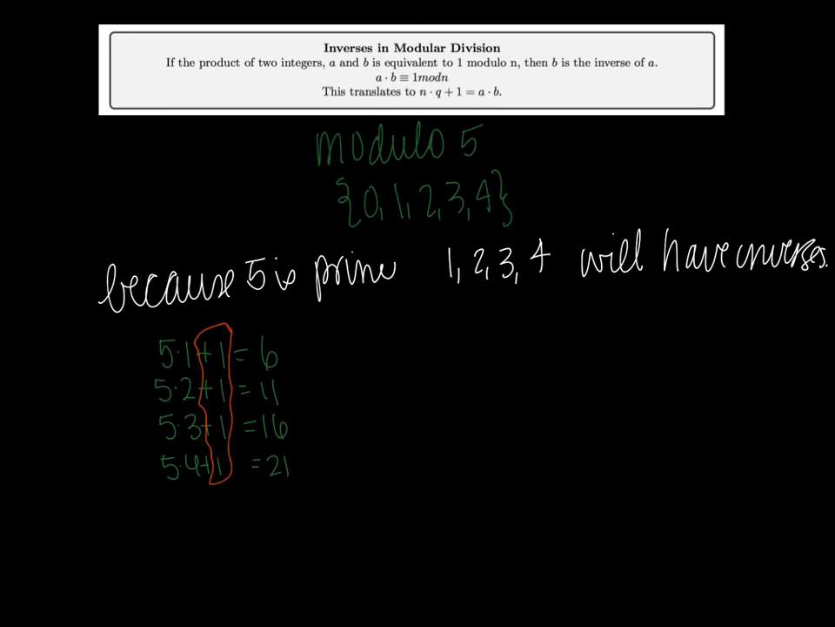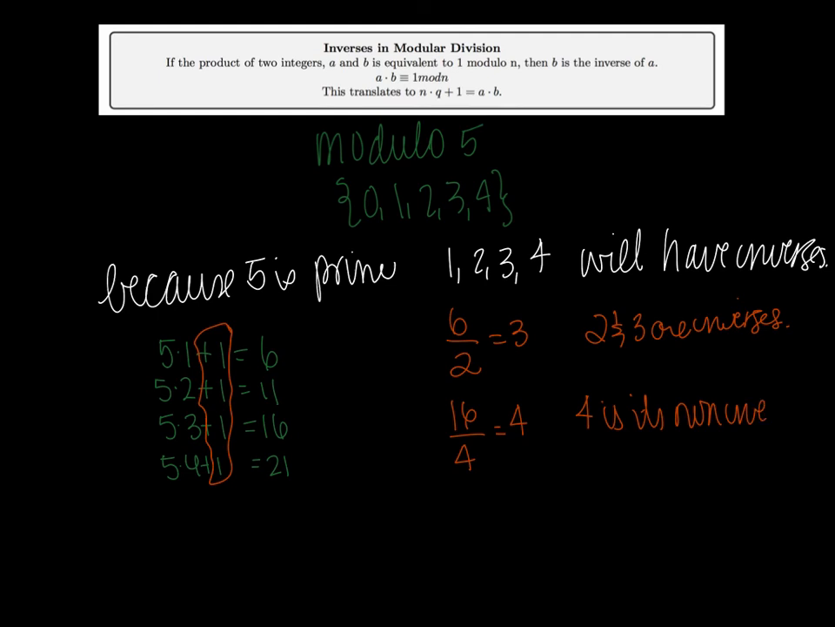Now let's look. I'm going to start with 2 and see what happens. It looks like 6 divided by 2 is equal to 3. This means 2 and 3 are inverses. 16 divided by 4 is going to be 4, so 4 is its own inverse. And if we started with 5 times 0 plus 1 is 1, 1 divided by 1 is 1, then 1 is also its own inverse.